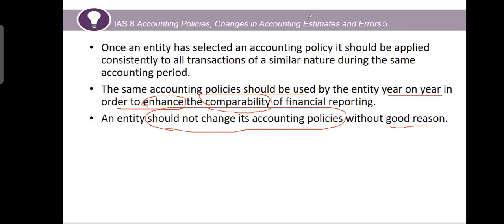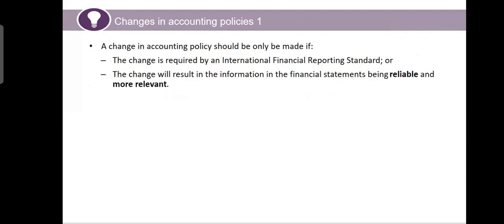And what could be a good reason? That good reason is defined by IFRS. IFRS clearly tells you a change in accounting policy should only be made if, number one, the change is required by an IFRS. So a new IFRS has come in, like IFRS 16 Leases. Before, under IAS 17, you were treating it as an operating lease. Now you have to create a right-of-use asset. So that's a requirement by IFRS, so you must change your policy.